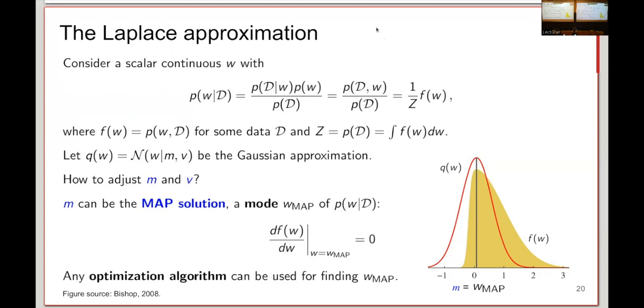So this is the mode of the Gaussian and the mode of the target. So that's easy, and finding the mode is going to be straightforward. We only need to do optimization. So we could run any numerical method to maximize f of w. We could use gradient-based techniques, for example. We find some point at which the gradient is zero through optimization, and then that's going to be the mean of our Gaussian. So the mean m is the value of w that maximizes this function f.